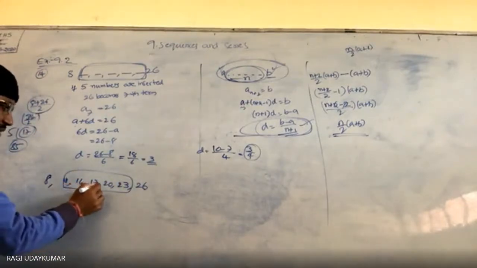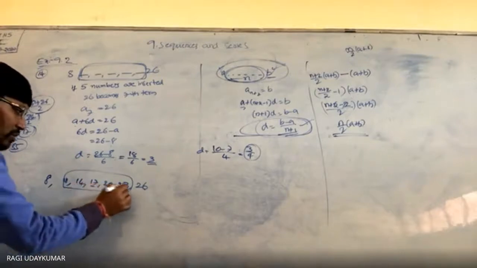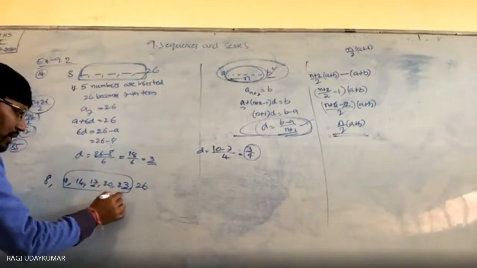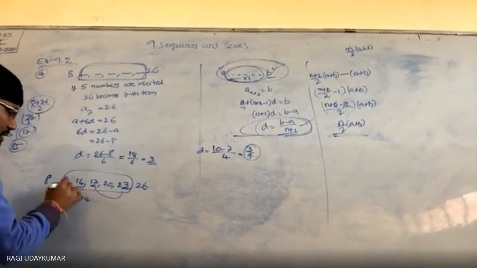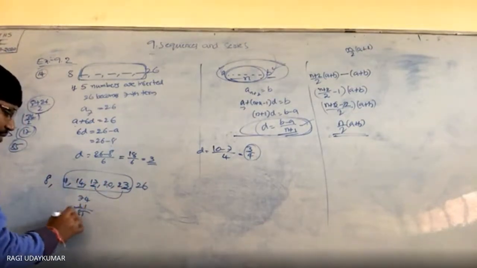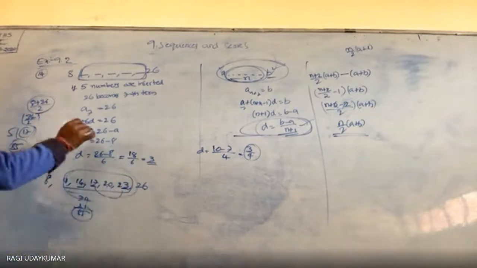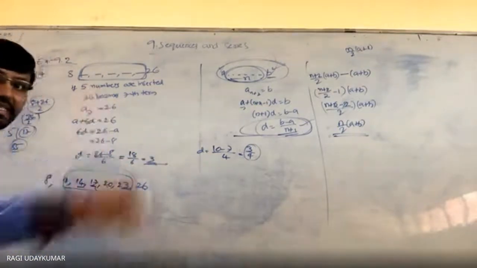11 plus 14 plus 17 plus 20 plus 23. Adding 17 and 23 gives 40. 40 plus 20 is 60, 60 plus 14 is 74, 74 plus 11 is 85. The sum is 85, see. Without finding these numbers' common difference, nothing else is needed.